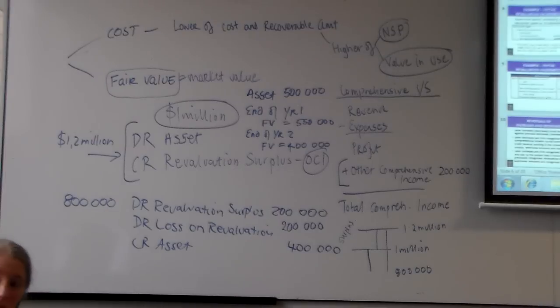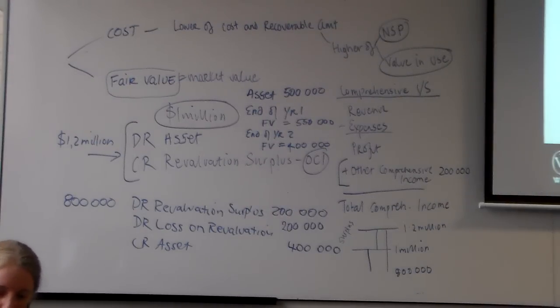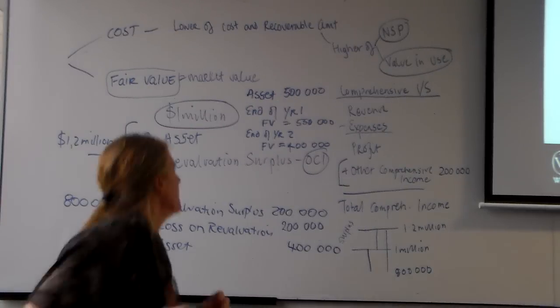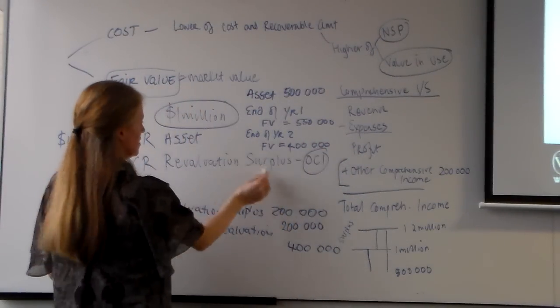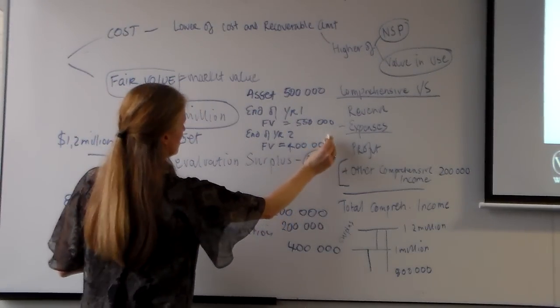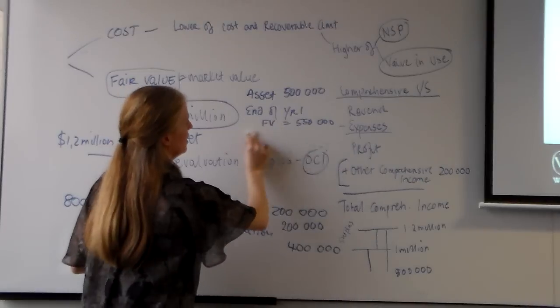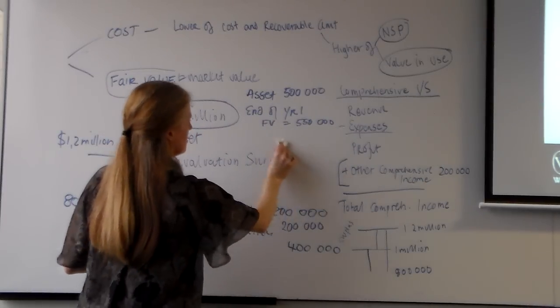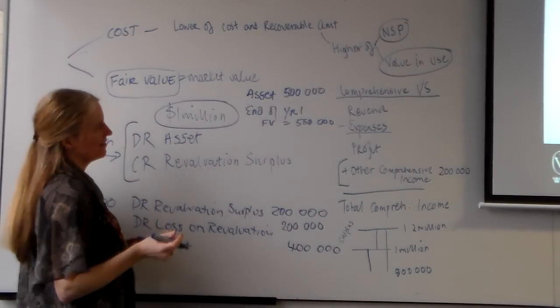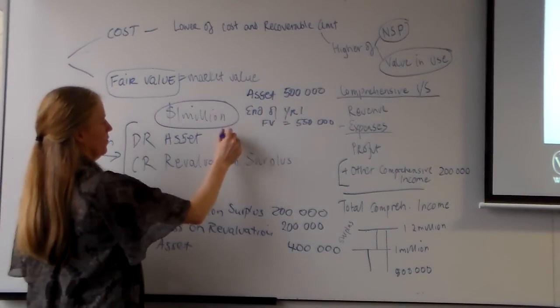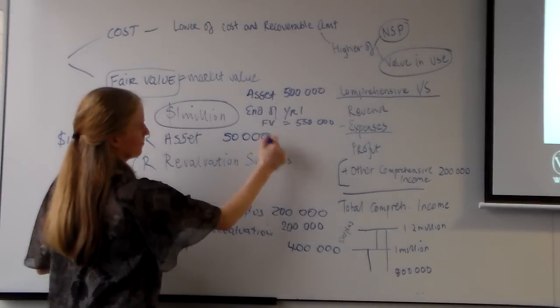How are you going there? Finish? Who needs more time on that one? Okay, so what is it going to be? Here, debit asset and revaluation surplus. First journal entry is going to be? What's it going to be? 50, good, well done.